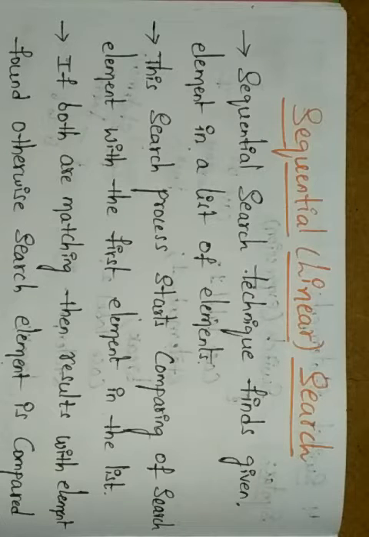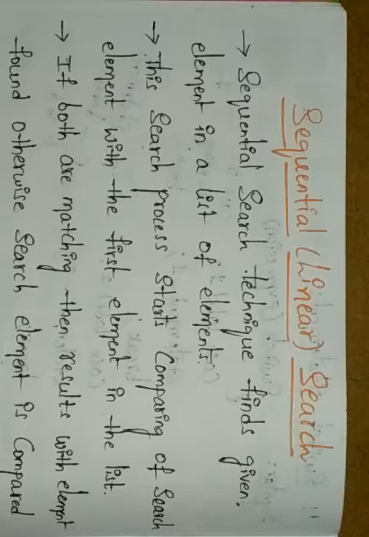Here we have the sequential search. By using the sequential search, we can find elements from the list. In the list we have some elements, and by that we can find whatever element we have chosen. The search process starts by comparing the search element with the first element in the list.